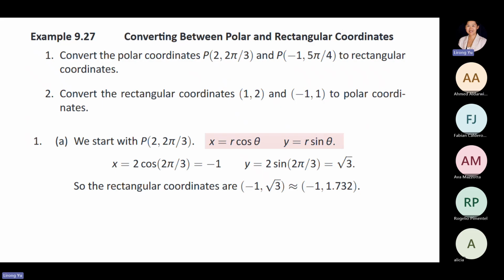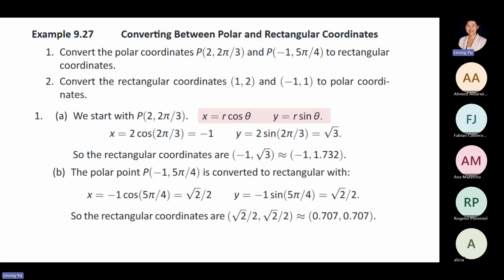If the point in polar coordinates is (2, 2 pi over 3), then x equals 2 times cosine of 2 pi over 3, which equals -1. The y equals 2 times sine of 2 pi over 3, which equals root 3. So that's the calculation for the first point. The second point is (-1, 5 pi over 4). So x equals -1 times cosine of 5 pi over 4. We get root 2 over 2. Y equals -1 times sine of 5 pi over 4. So we get root 2 over 2. So these are calculations applying the formula x equals r cosine theta, y equals r sine theta.